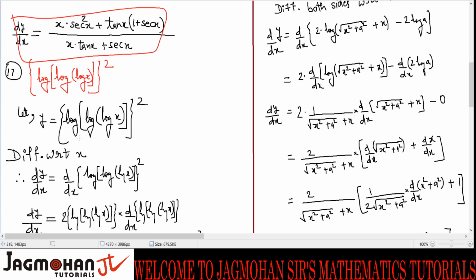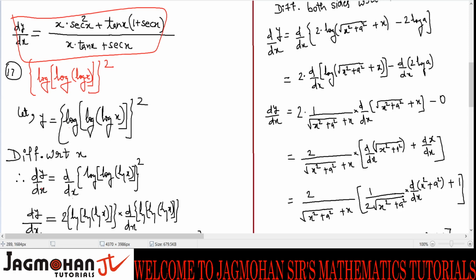I will write this as y. So when I write y, I have the left hand side as y. I assume the given function to be y. The left hand side is y, the right hand side is log of log x the whole square. Too many logs. Okay, so next step, I write differentiating with respect to x. So d by dx of y, that is d by dx of the left hand side, and d by dx of the right hand side.